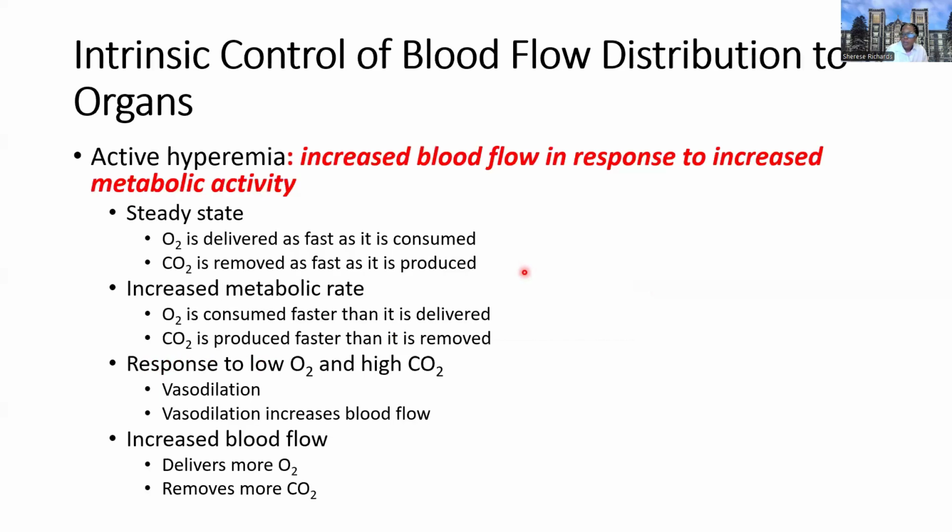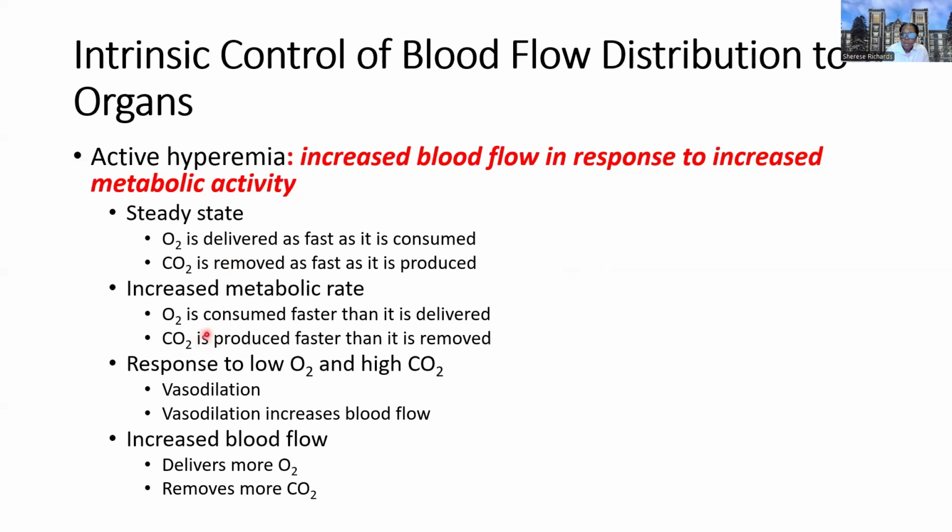All righty. So that was steady state, things are normal. And then let's think about increased metabolic activity, increased metabolic rate. Now you are consuming oxygen faster than it can be delivered to that tissue. Right now you're going to go into an oxygen deficit. You're also producing CO2 faster than it can be cleared. Right now you're going to have a backlog of CO2. So you'll have less oxygen than you need, and you'll have more CO2 building up in that tissue.